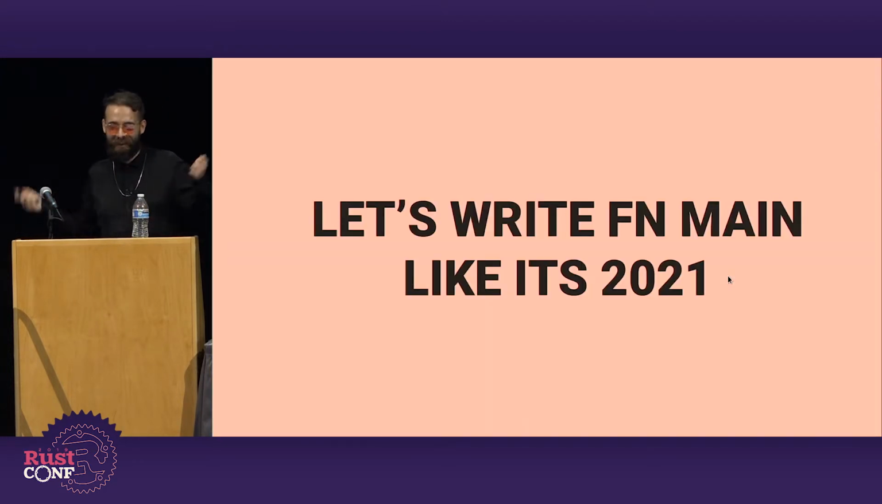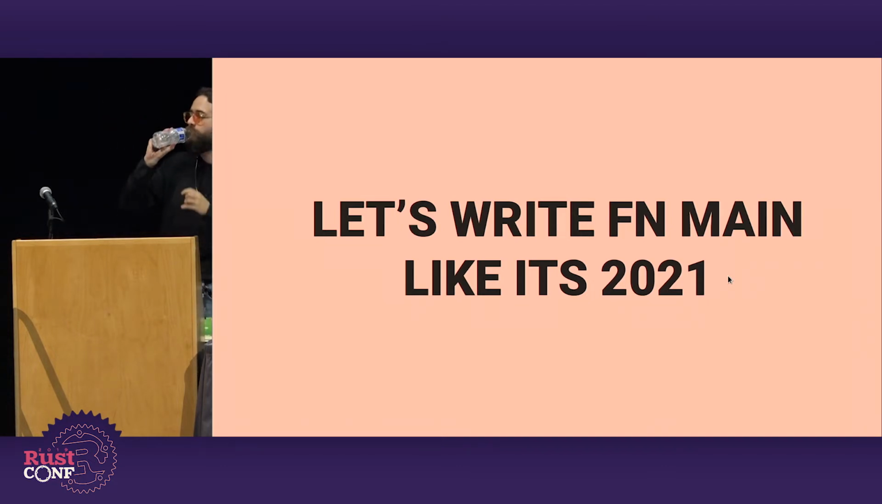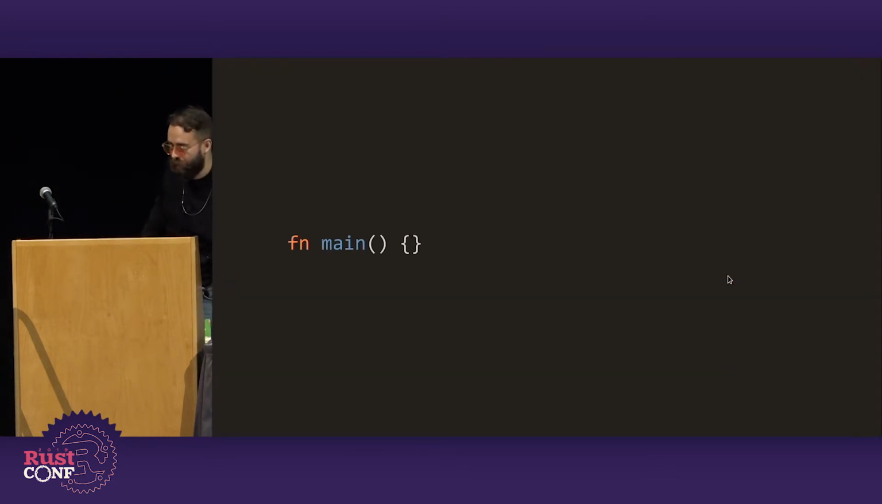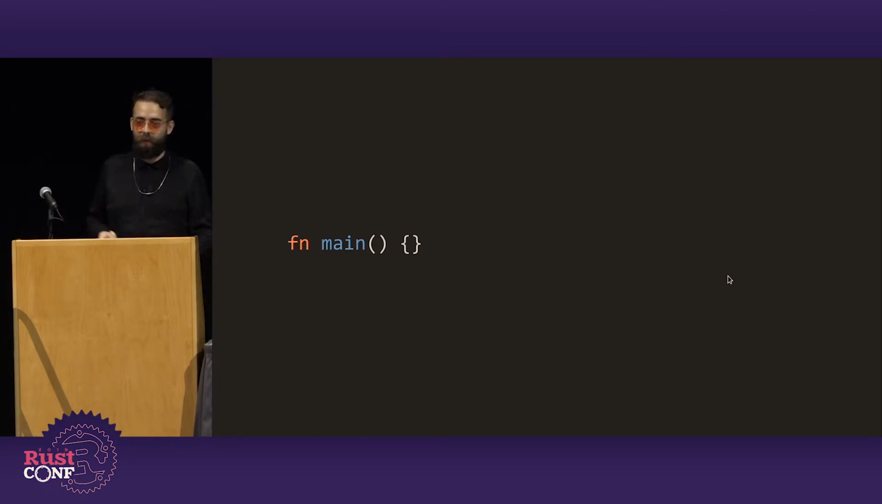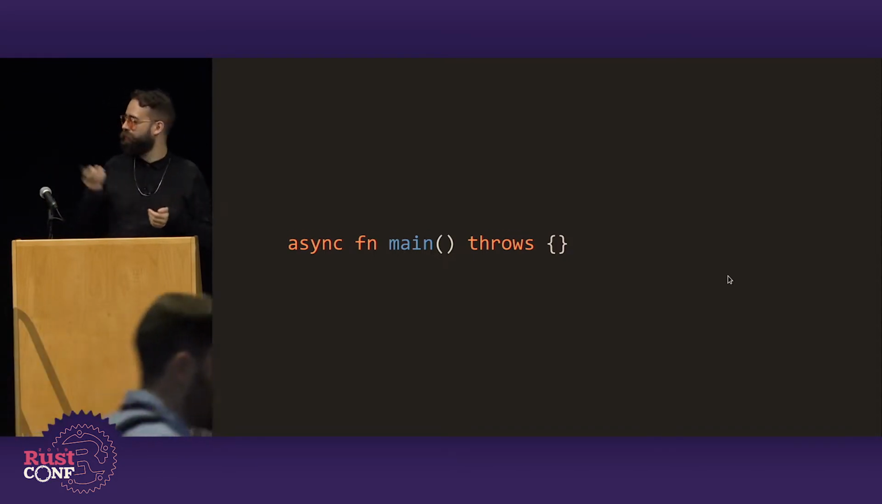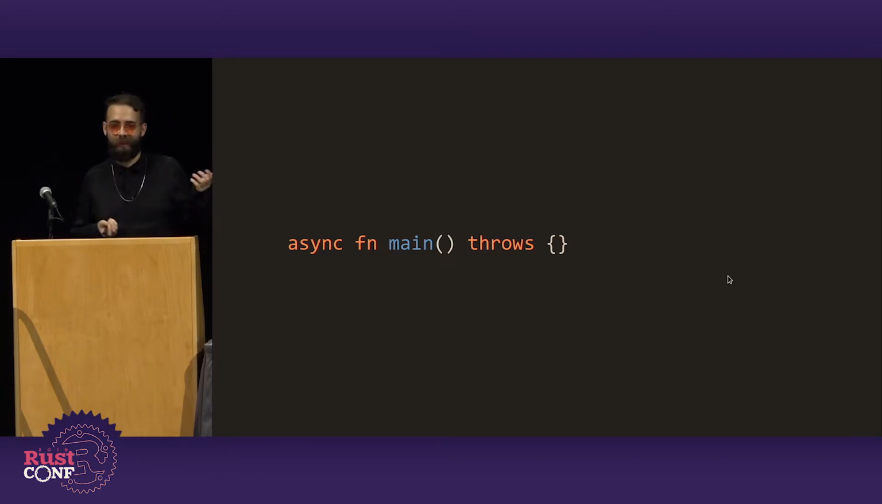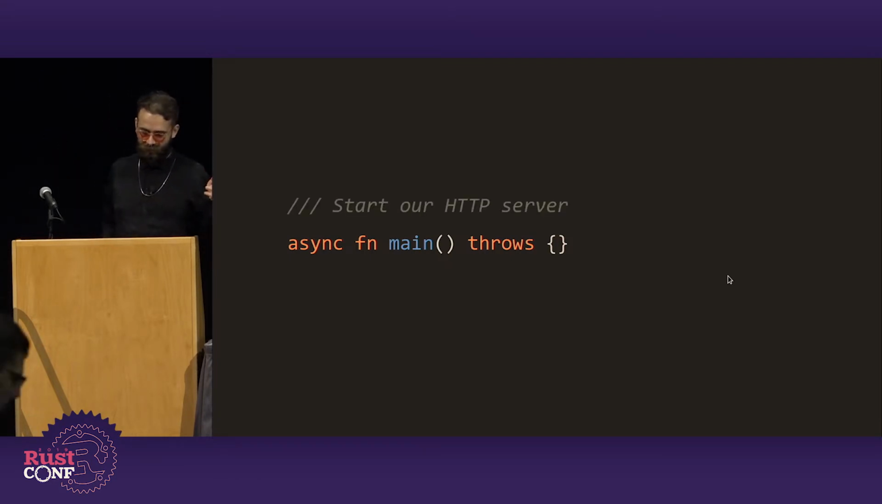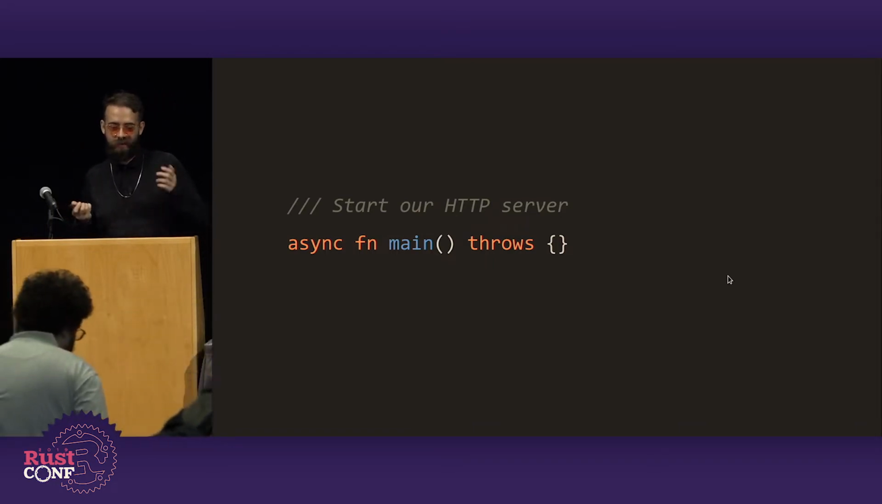Cool. So let's pretend we're all time travelers, and we're going to fast forward to the year 2021. We have a new edition out, and we're going to write function main for a little HTTP server that we're building. We start off with function main. Because we're building an HTTP server with some concurrency, it's going to be an async function main. You can't call await without async. Also, we need to handle errors. We're not sure quite what kind of errors, so we just say this thing throws. If you're familiar with Java, it's like checked exceptions. We add a little comment because we're good citizens: let's start our HTTP server.